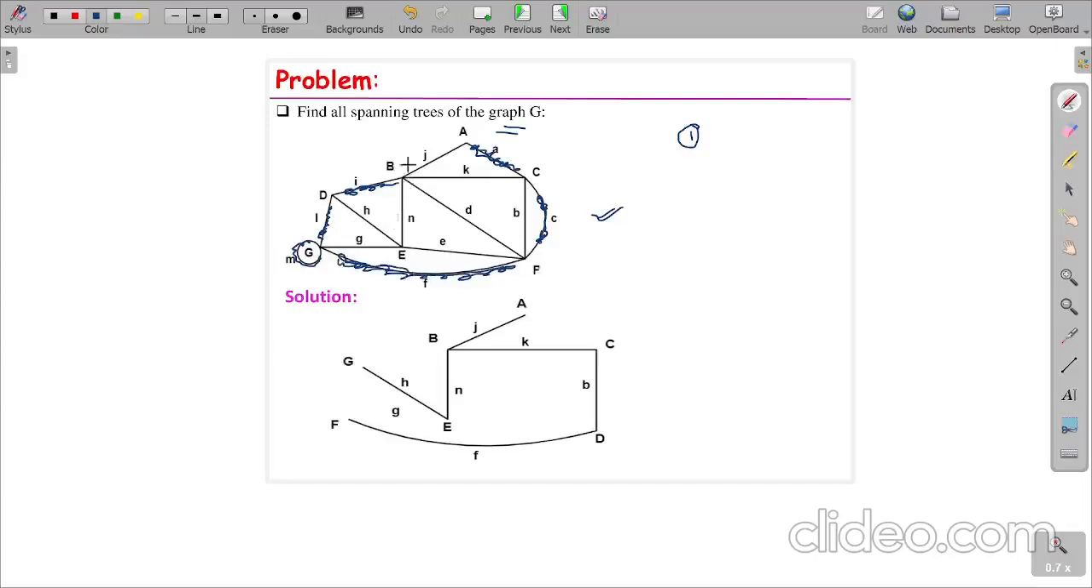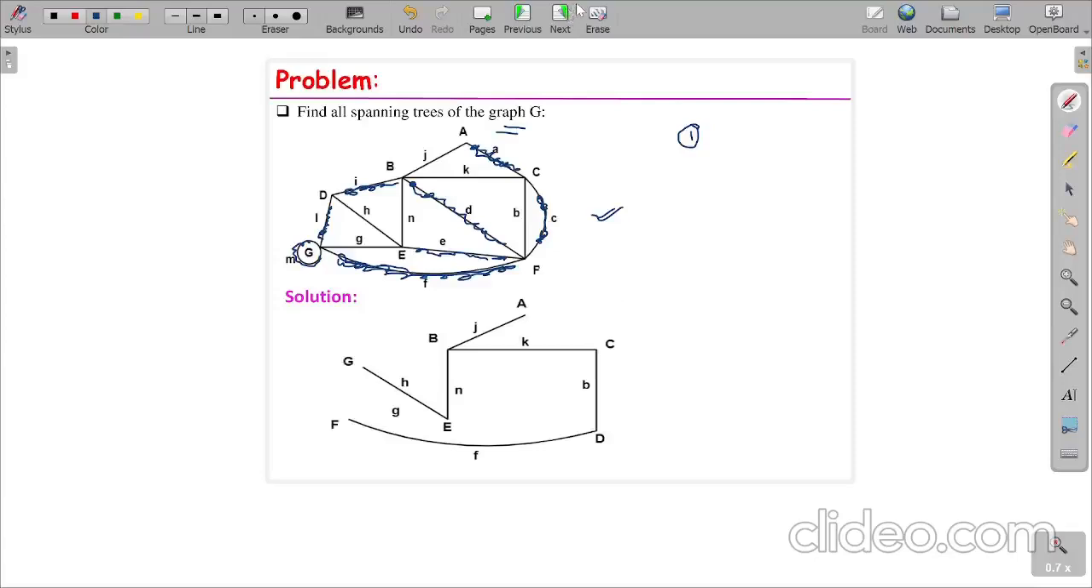Next, B, E, F, B. This is one circuit. We are deleting any edge from this circuit. Suppose we are deleting this edge from the circuit. Next, again B, C, F, E, there is a circuit. So from this circuit we will delete any edge. Suppose we are deleting this edge. So we are getting one graph. This is circuit free. And this is a spanning tree.